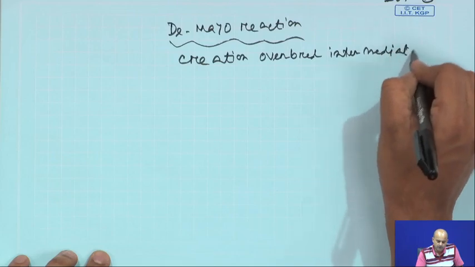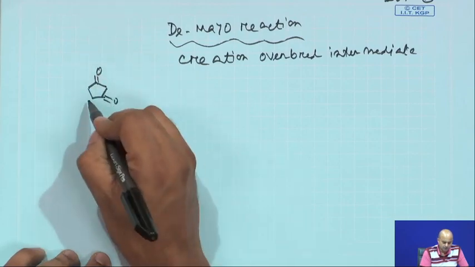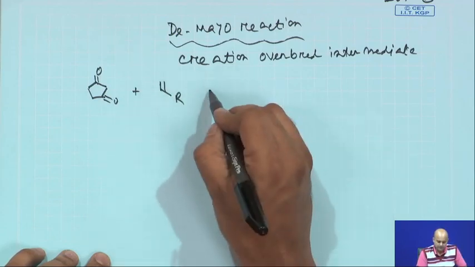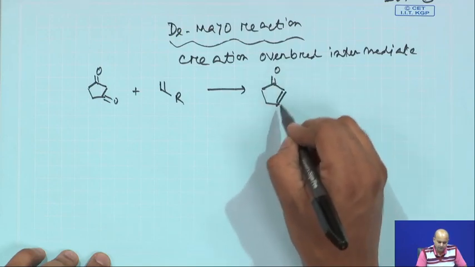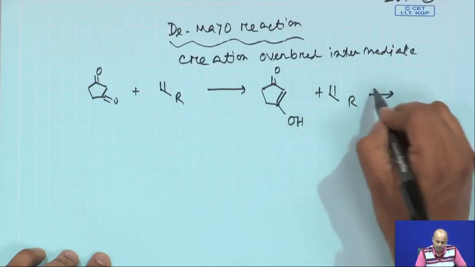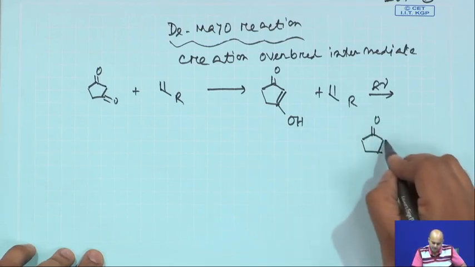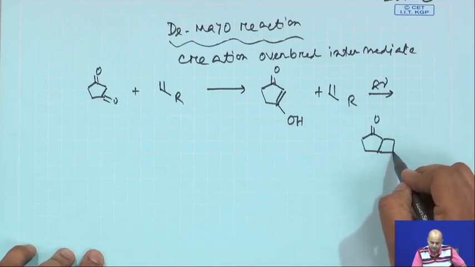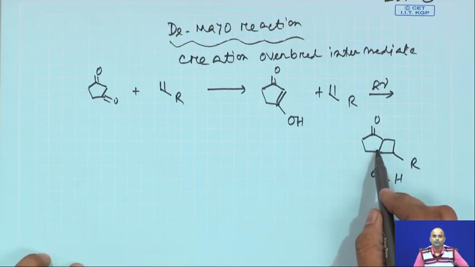Now, de Mayo reaction, what is that? We said that the de Mayo reaction is basically the reaction of a 1,3-diketone plus an olefin. Initially, the 1,3-diketone will enolize to give you this compound, and then the olefin reacts in a photochemical fashion to give you a 2+2 photocycloadduct. This photocycloadduct is nothing but an overbred intermediate, because this ring is now strained.